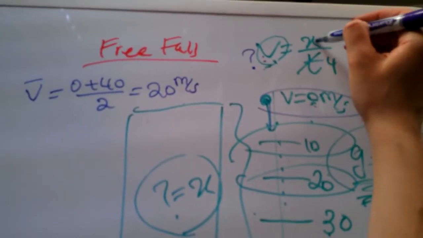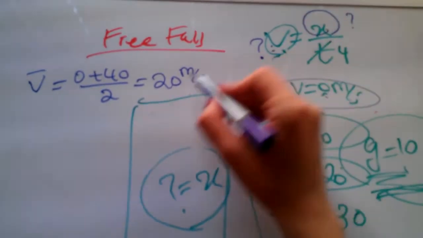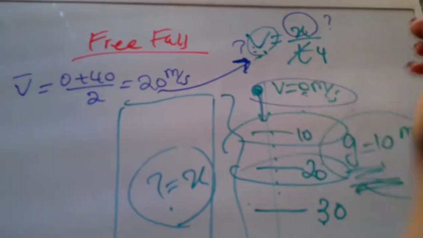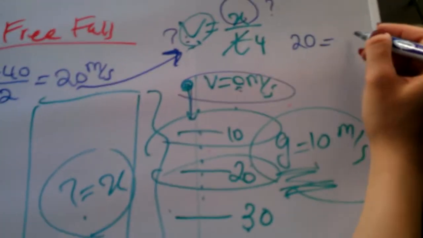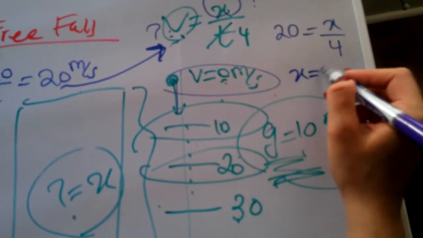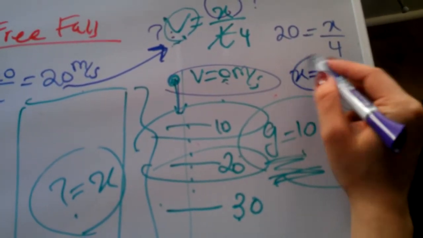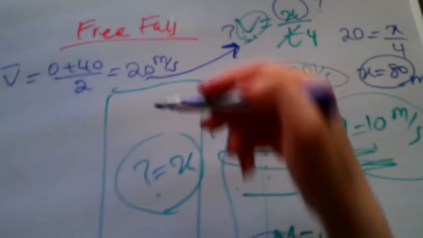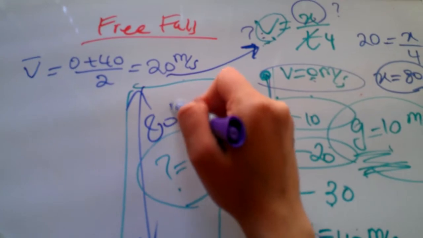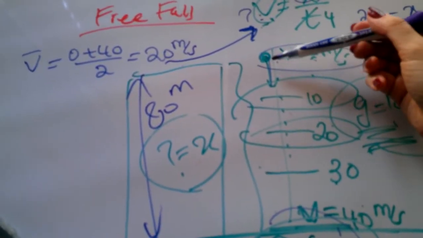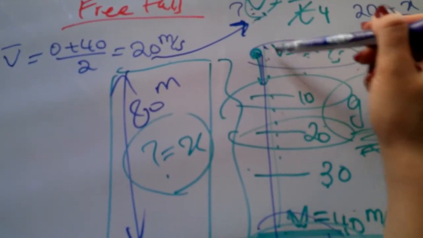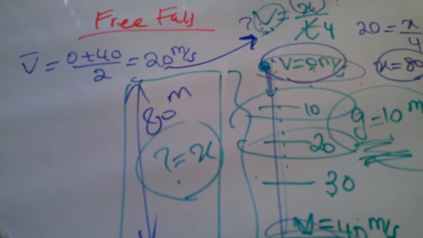Now, in order for you to solve for the height, you know what to plug in for your velocity. You plug in 20, and that equals x over 4 seconds. Then you solve for x, and that turns out to be 80 meters. So the height of the building is indeed 80 meters. The ball covers this 80 meters in 4 seconds, starting from a velocity of 0.